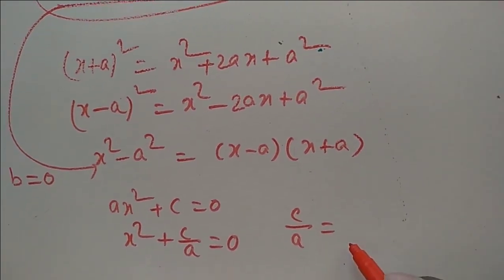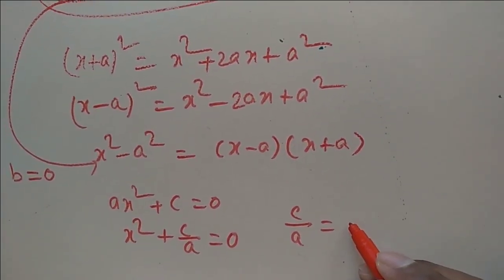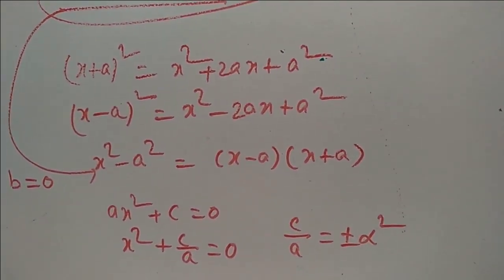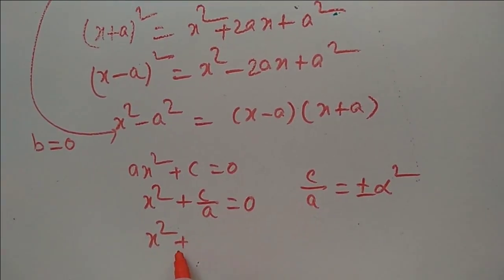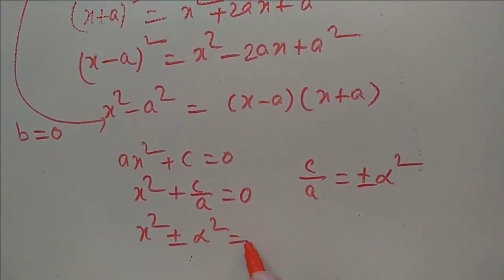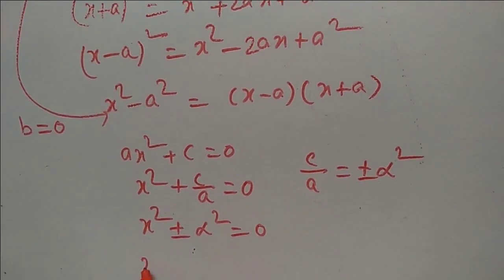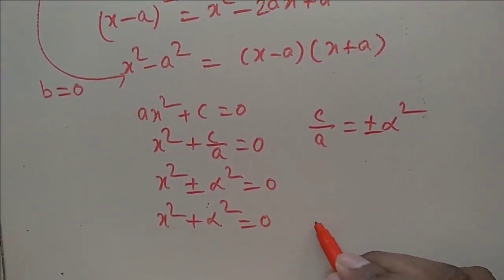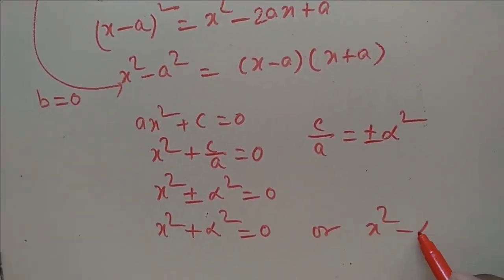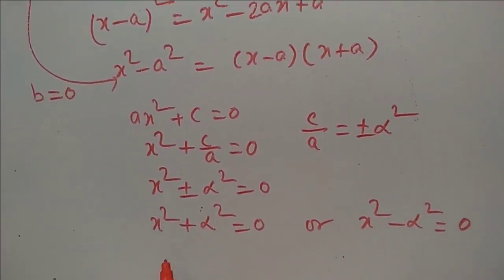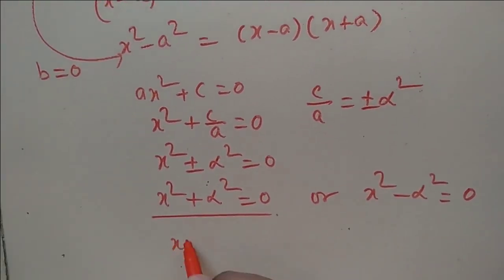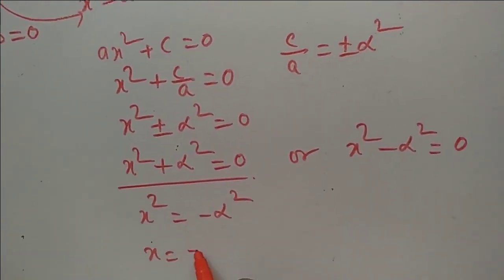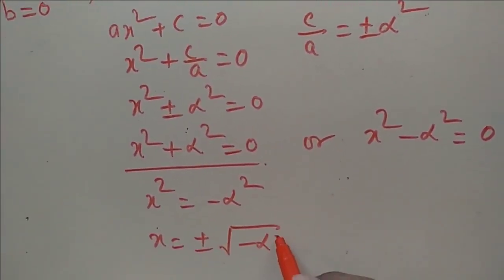So x square plus c by a equals 0, and then x square equals, if you are able to write c by a as the square of some number, like the negative square kind of, because mathematically you might have played with the numbers. So suppose c by a is written as plus minus alpha square, then this equation will become x square plus minus alpha square. If it is plus alpha square, then this cannot be solved. This will take the form of a complex number, which we are not discussing in this condition.